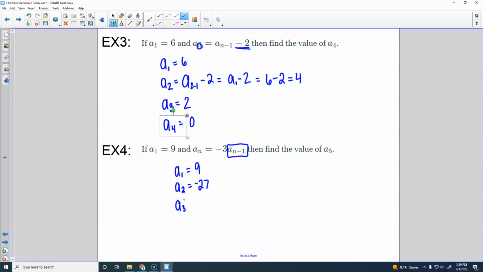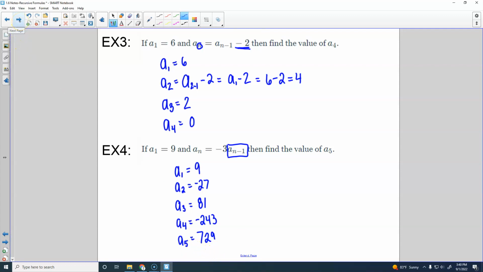For a sub 3, I might have to grab the calculator here as these numbers get larger. Negative 3 times negative 27 is going to give us a positive 81. Then we'll take that number and multiply it by negative 3. That gives us negative 243. And then a sub 5 would be the next number. So if we multiply by negative 3 again, we'll get positive 729. So that would be the answer that we type in for this problem.